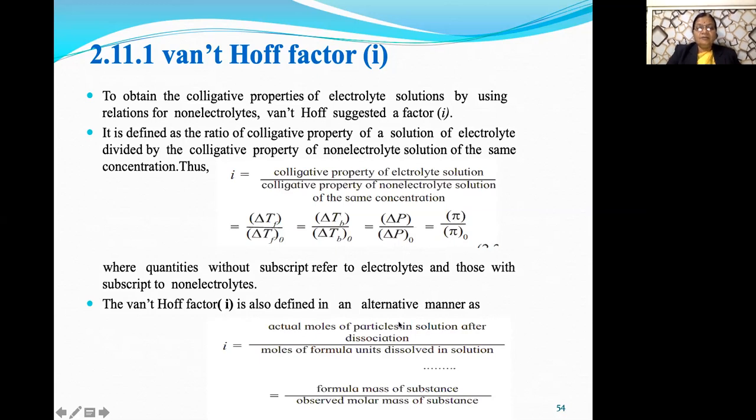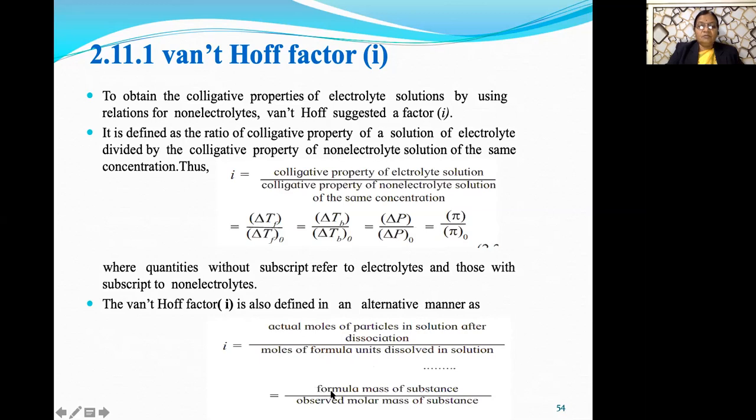Now, in an alternative manner, what is the Van 't Hoff factor i? See here, the Van 't Hoff factor i is equal to the actual moles of particles in the solution after the dissociation, because it is an electrolyte. So, the actual or observed number of moles of the particles in the solution after dissociation divided by the number of moles of formula units dissolved in the solution.